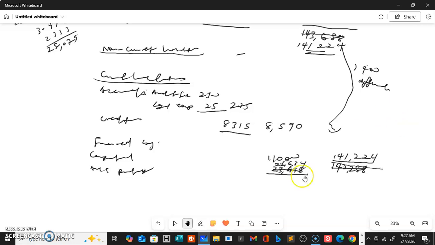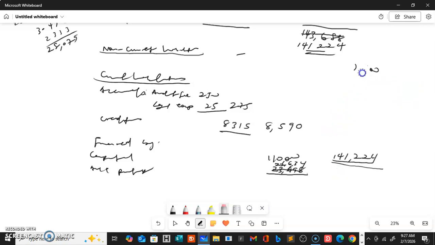Okay, so this is how we're going to prepare your balance sheet to assess the financial position. So just ensure that you avoid any form of mistake. And whenever a mistake has been made, you just find a way to correct the mistake, so that you can have a balanced account.